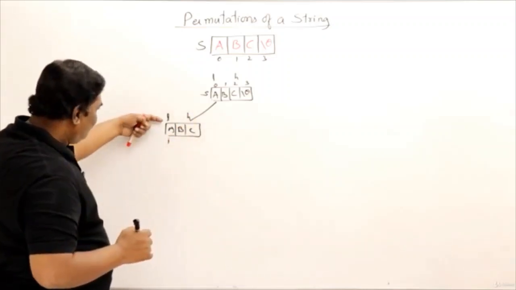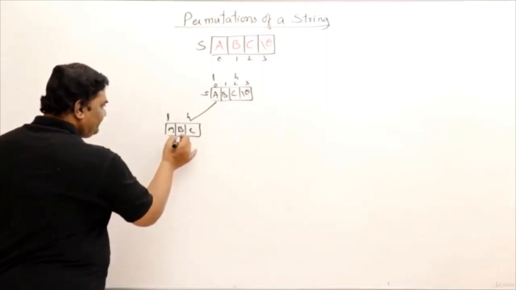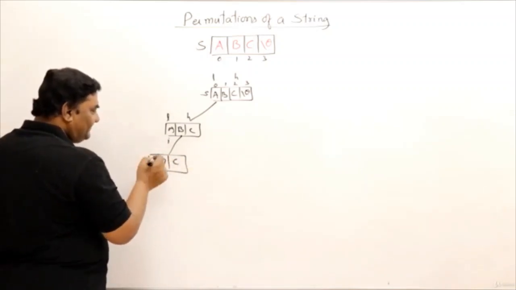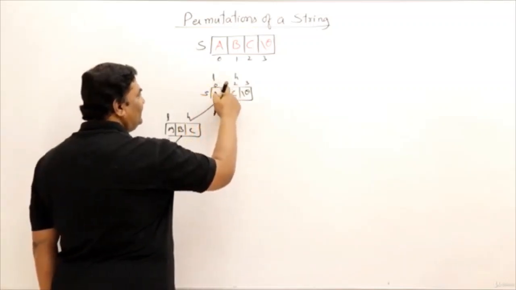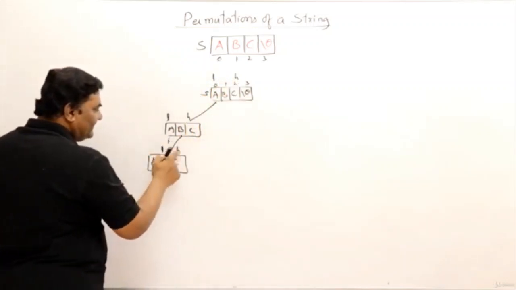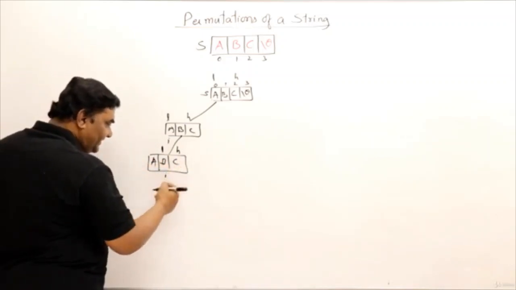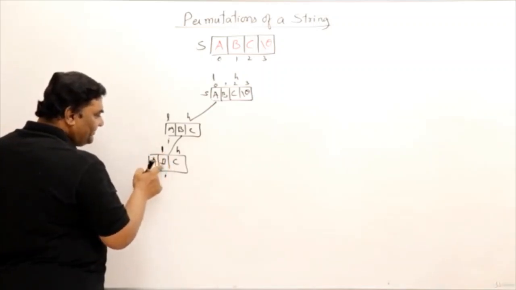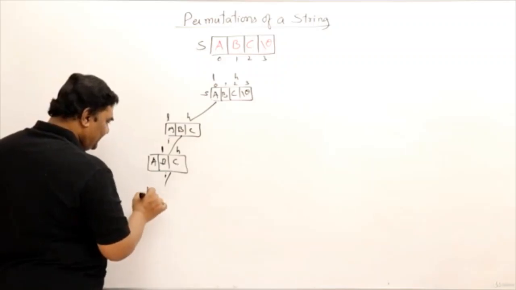Swap the letters at L and I. So it is swapped with itself. And call again. Then A, B, C, A, B, C. Now when you are calling again, L should be on the next letter. L is on 1 and H is on 2 only. Call this one, then start scanning. I starts from here only, you don't have to take this one. So swap I and L. B is swapped with itself, nothing will happen. So you don't see any changes in this first pass.